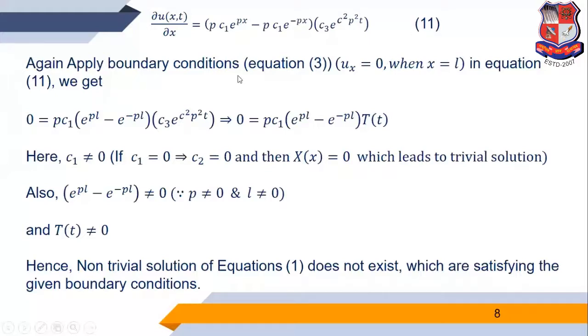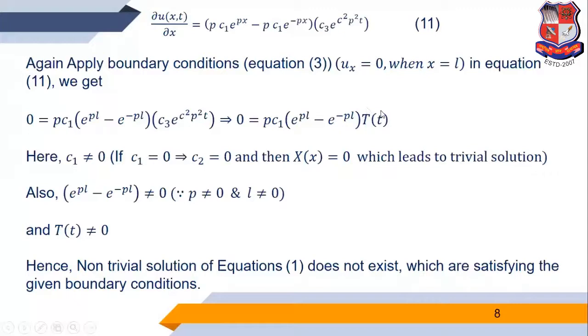So again we apply the boundary condition equation 3, when ∂u/∂x is equal to 0. The boundary condition is ∂u/∂x is equal to 0 when x is equal to L. So we input both values in equation 11. So this term is equal to 0, and x is replaced with L: 0 is equal to p c1 (e^(pL) minus e^(-pL)) in this term c3 e^(c²p²t). This term is the T of t.